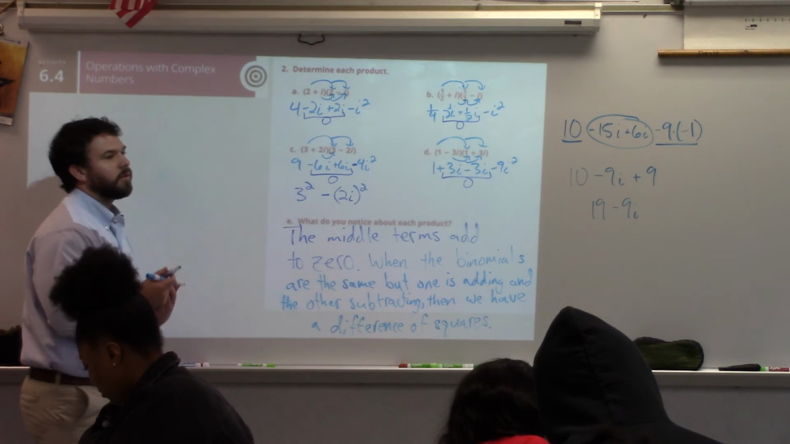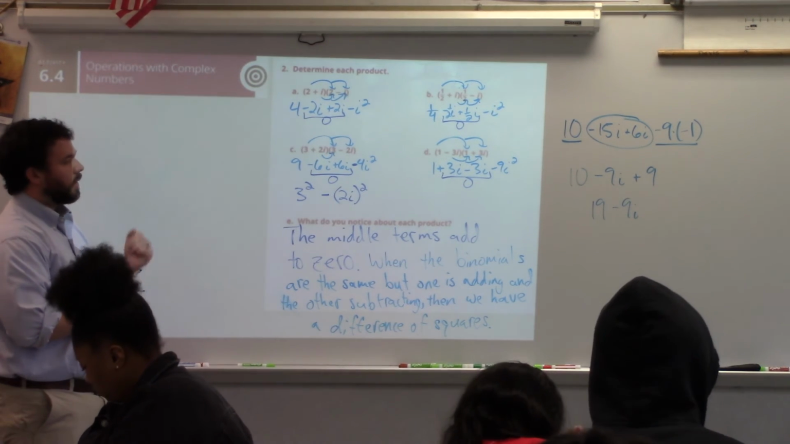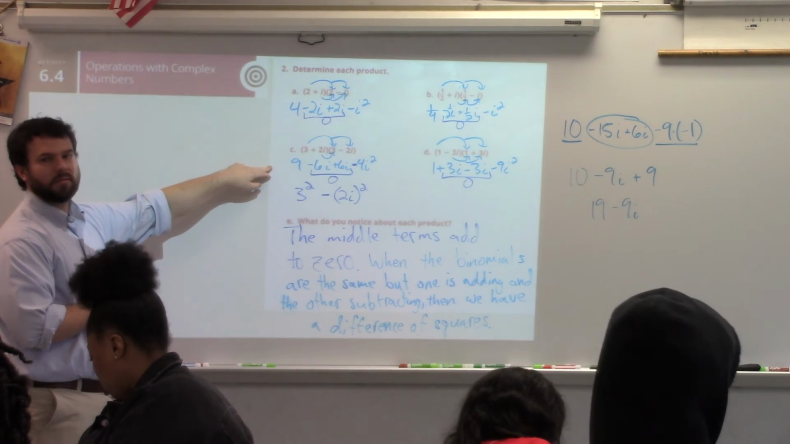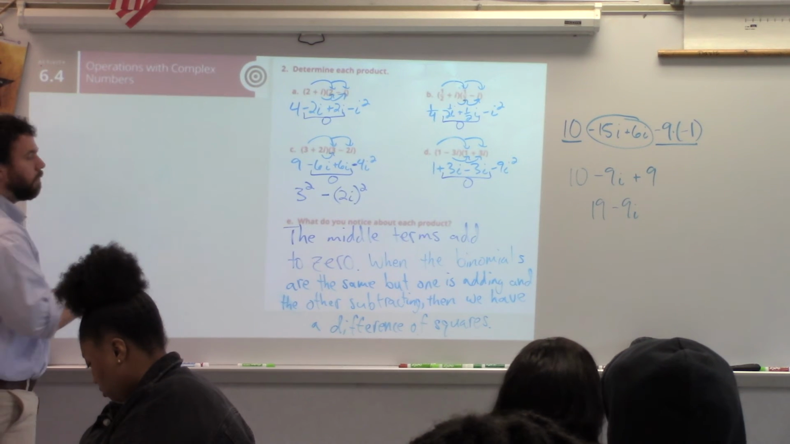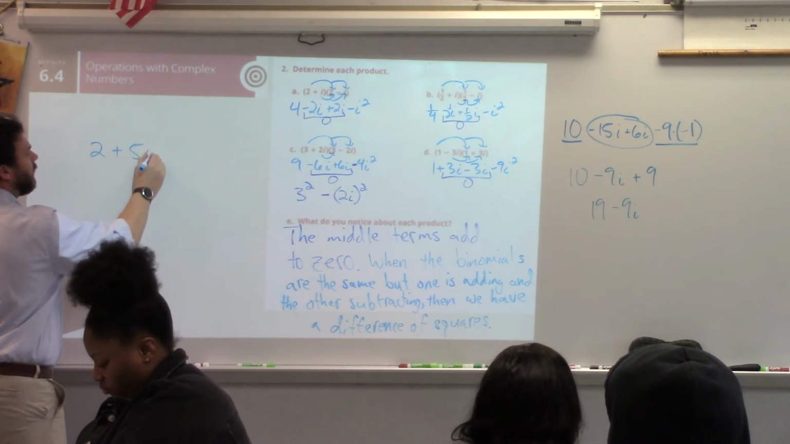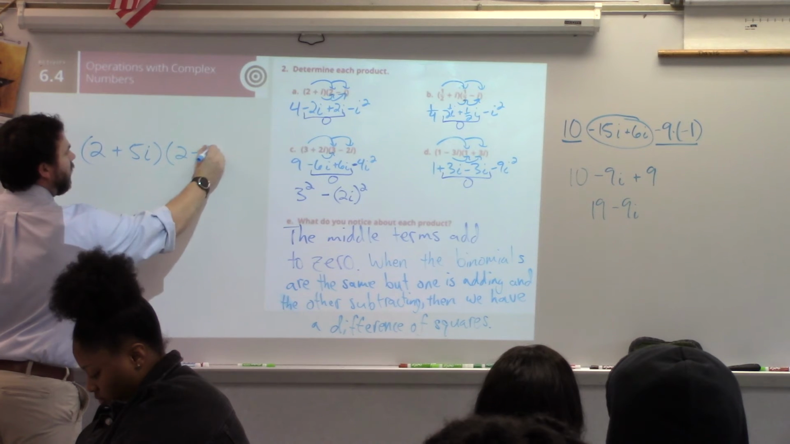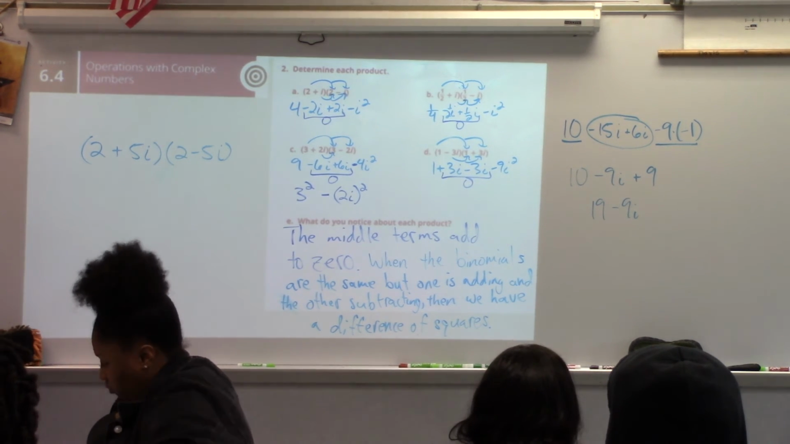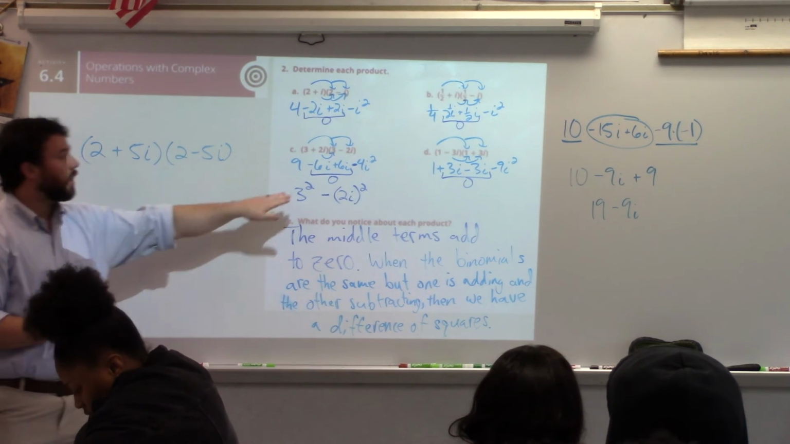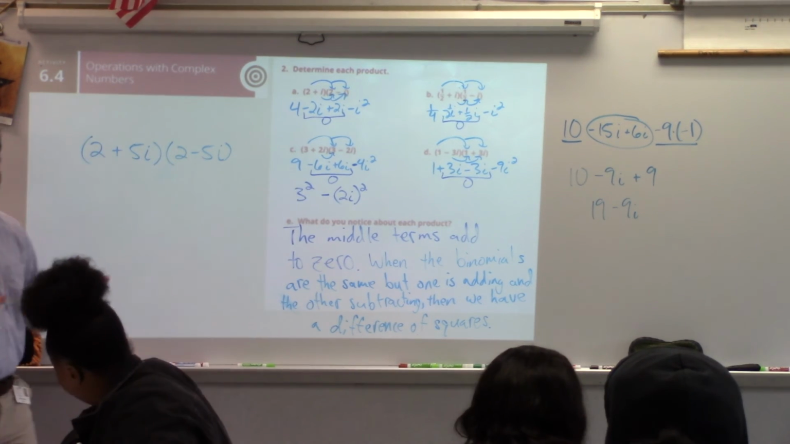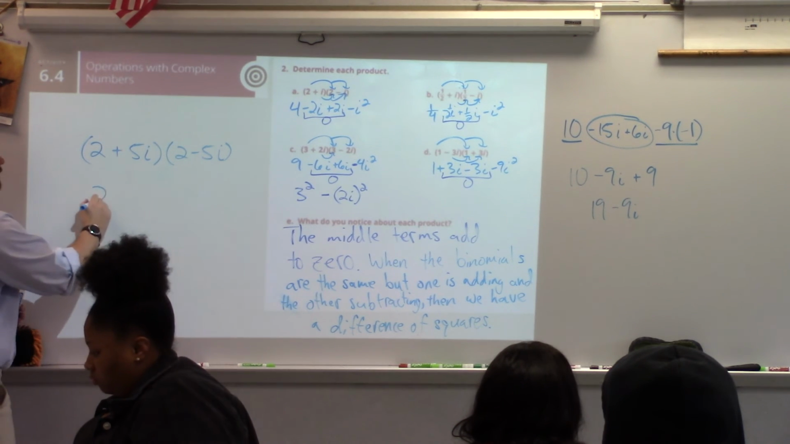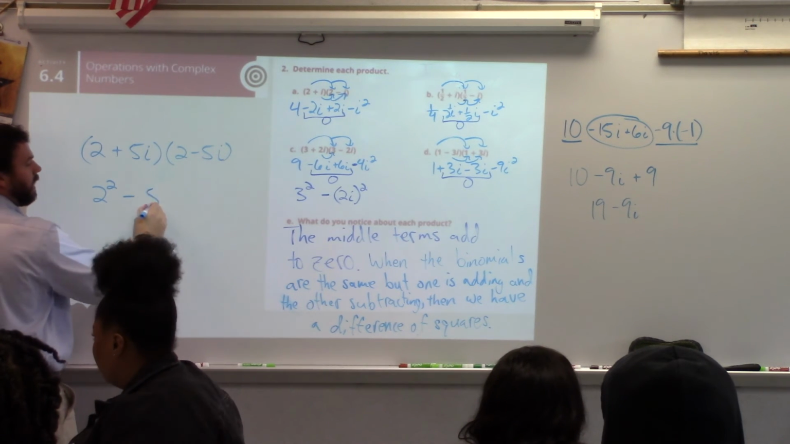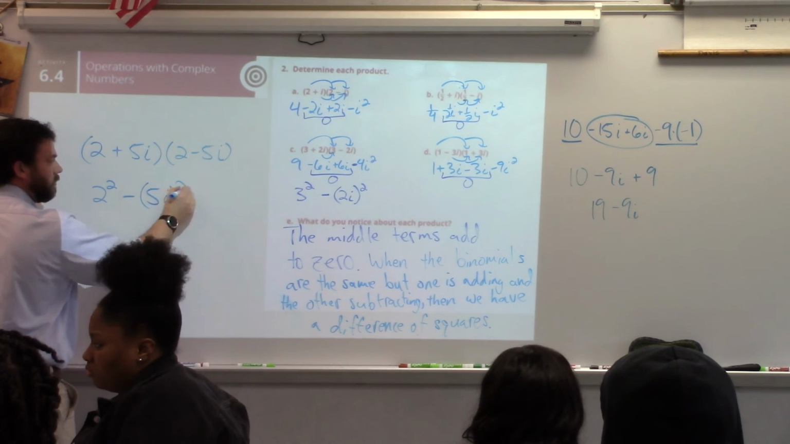And the reason why I would point this out is, one, can you just distribute? No. I mean, that's what all of you did, wasn't it? You all distributed. But if I just gave you 2 plus 5i times 2 minus 5i, we would want to recognize that's going to create a what? A difference of squares. So it is going to create a 0 in the middle, but instead of having to go through the whole distribution process, that means I'm going to have 2 squared minus what? Not 5 squared, 5i squared.